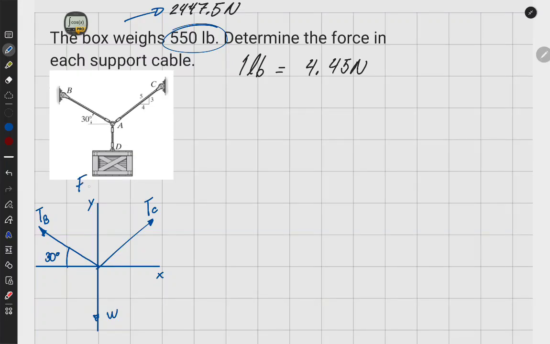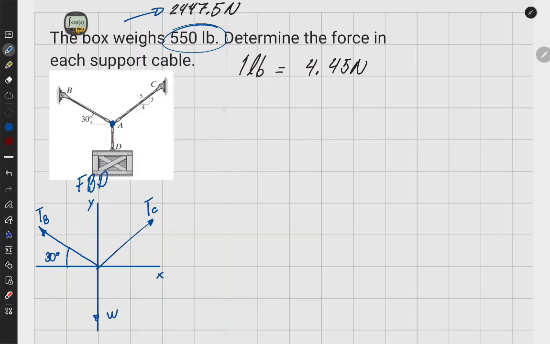For that, remember that the first step is to write the free body diagram. That is this one here. Then you put the origin at A. Then you need to calculate the tension in the cable C and the tension in the cable B, and you know the weight of the box.